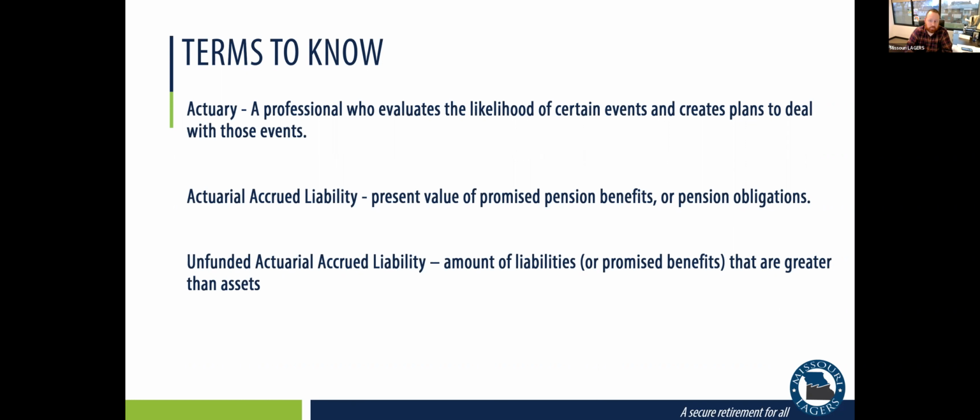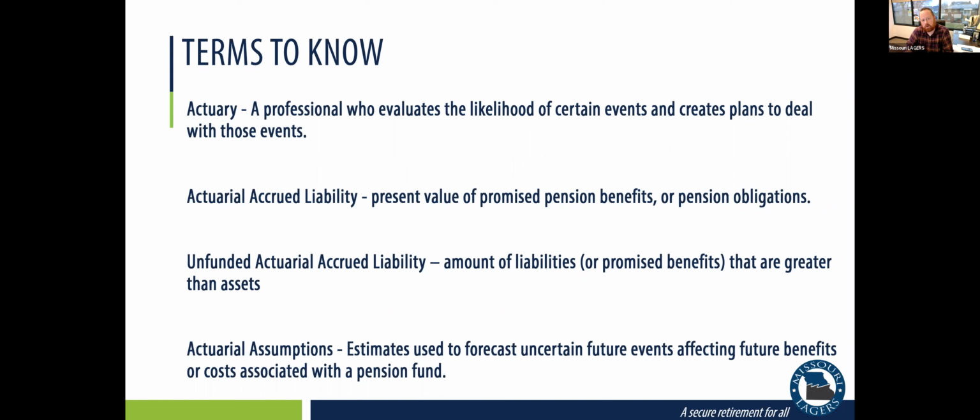Actuarial assumptions. Actuarial assumptions are estimates used to forecast those uncertain events. So when the actuary is going to be using actuarial assumptions to help forecast some of those uncertain future events affecting the future benefits or costs associated to a pension fund, things that would be included in this are turnover, investment return, pay increases, overall payroll growth, and things of that nature are all going to be at play here.